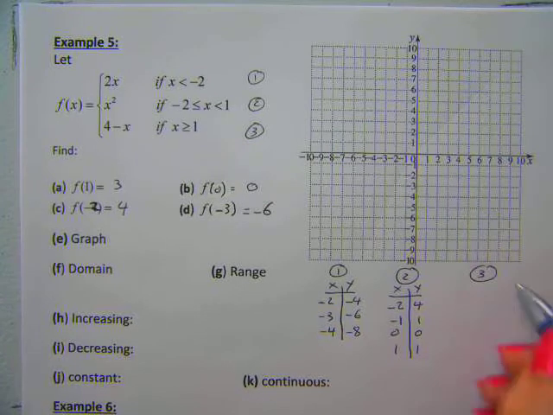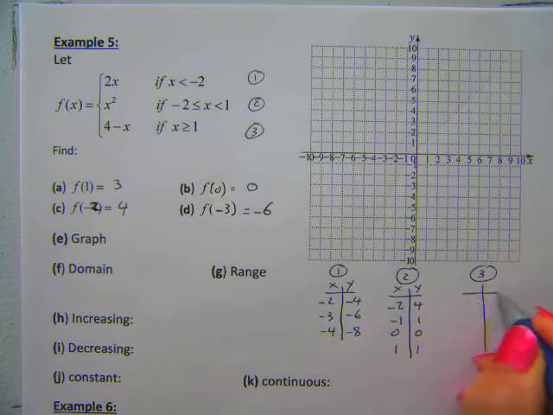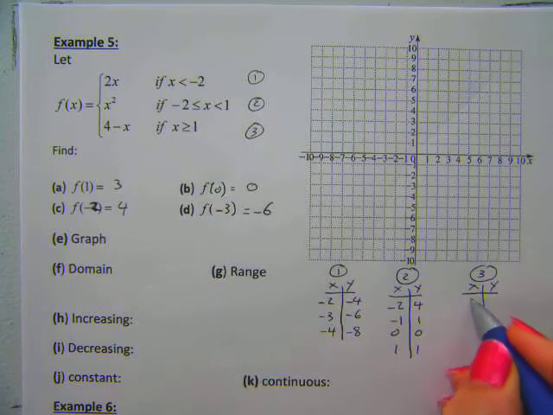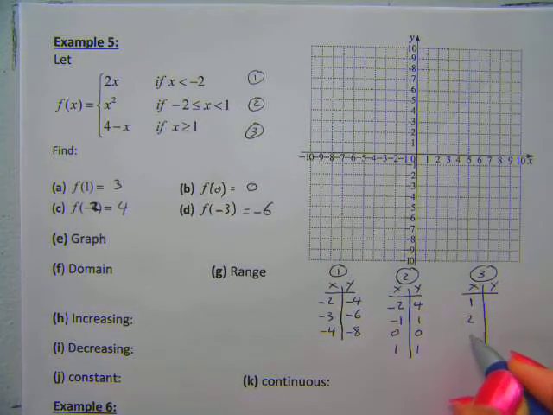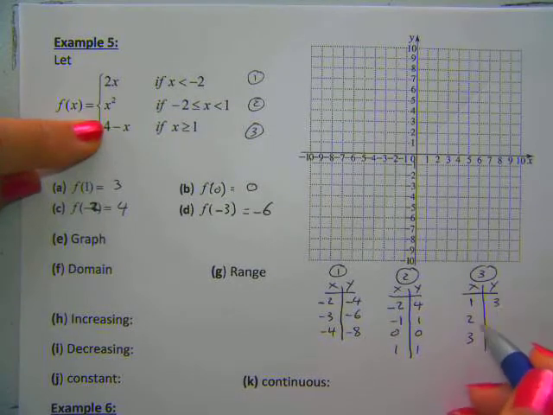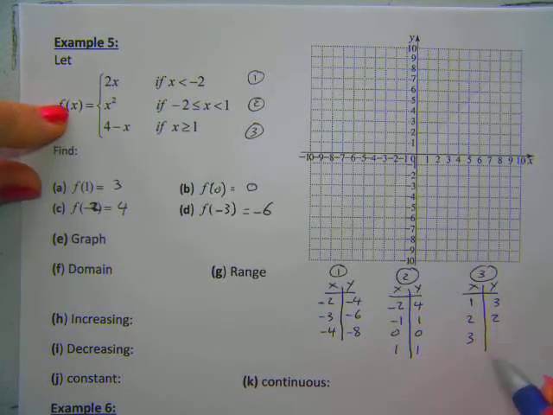And then the third one, also it's linear. Greater than or equal to 1. So good points are 1, 2, and 3. And it's 4 minus 1, 3. 4 minus 2, 2. 4 minus 3 is 1.